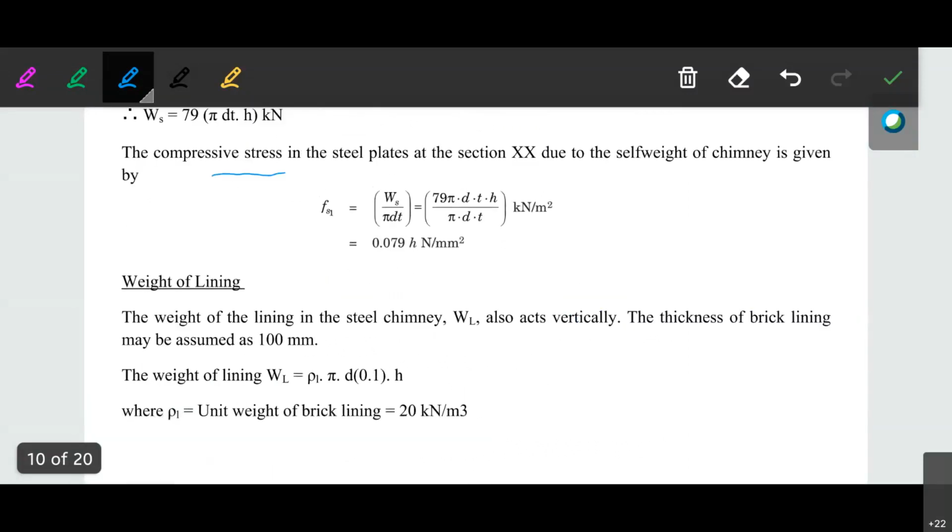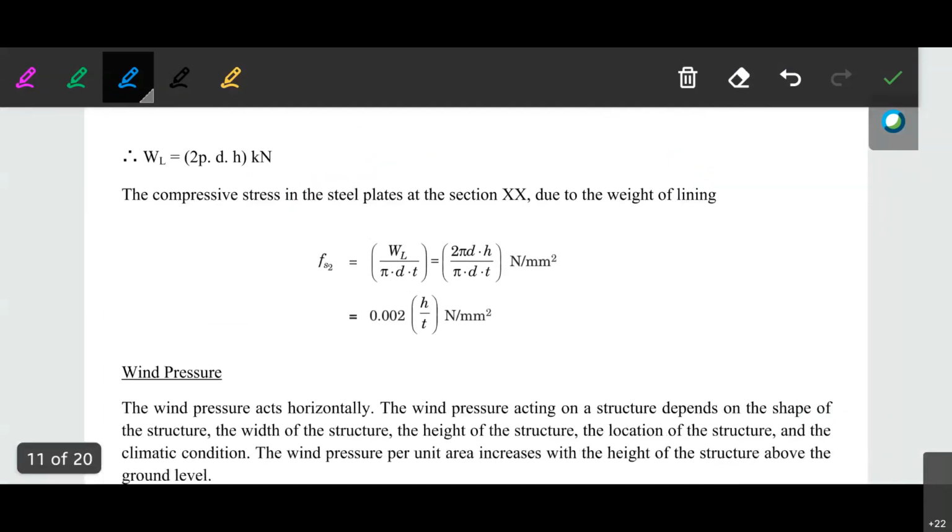The compressive stress in the steel plate at the section X due to the self weight of that particular chimney will be Ws divided by pi dt. And after that, when we input the particular values, we will get the value as 0.079 multiplied by the h Newton per mm square. Okay, this is the final formula, that is the compressive stress in the plate due to the self weight of the chimney. Similarly, the compressive stress in the particular chimney steel plates at the section SS due to the weight of the lining will be given by this particular formula.